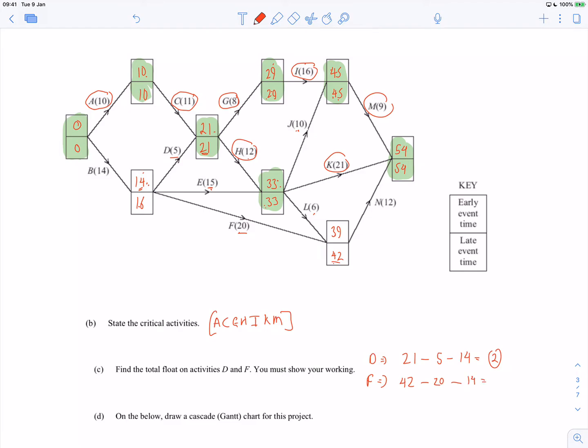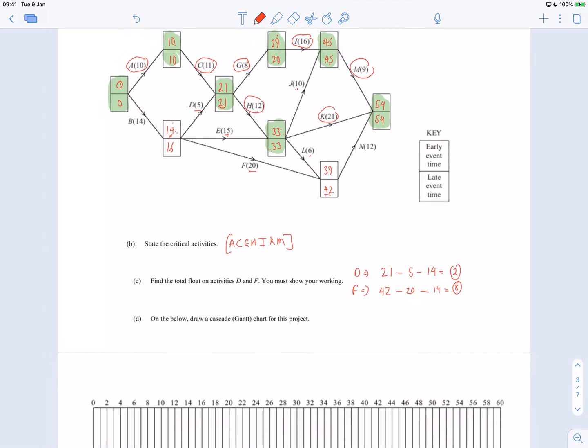which is 14. So what's that? 42 minus 34. That's just going to be 8, isn't it? 42 minus 34 is just 8? Yeah, 8. So the float on F is 8 and the float on D is 2.